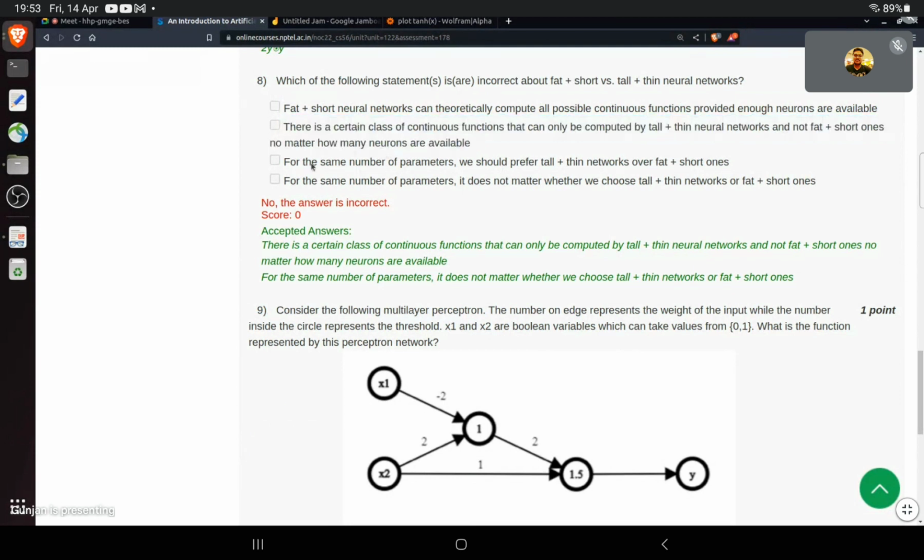For the same number of parameters we should prefer tall plus thin over fat plus short ones. I think true. It does not matter whether we choose tall plus thin or fat plus short. Now why? This was discussed by the professor. What was the argument made?